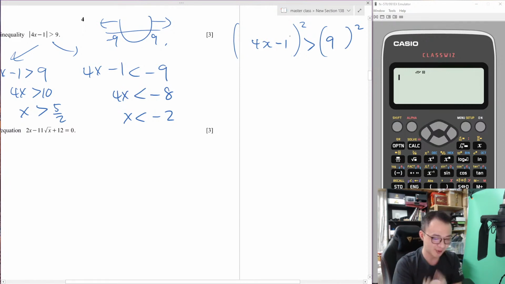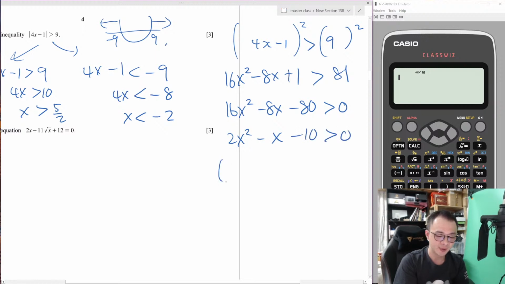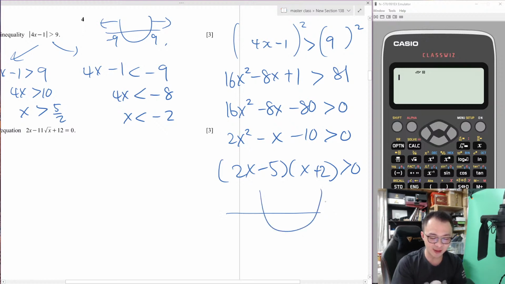No more modulus. Then here I have 16x squared minus 8x plus 1 bigger than 81. Then 16x squared minus 8x minus 81 plus 1, minus 80, bigger than 0. Divide the whole equation by 8. Then I will factorize here. This is 2x, this is x, and I should be able to use 5 and 2 here, with a minus and a plus. Alright, then for the quadratic inequality, bigger than means two directions. I have -2 and 5 over 2. Then x will be bigger than 5 over 2, or x will be less than -2.